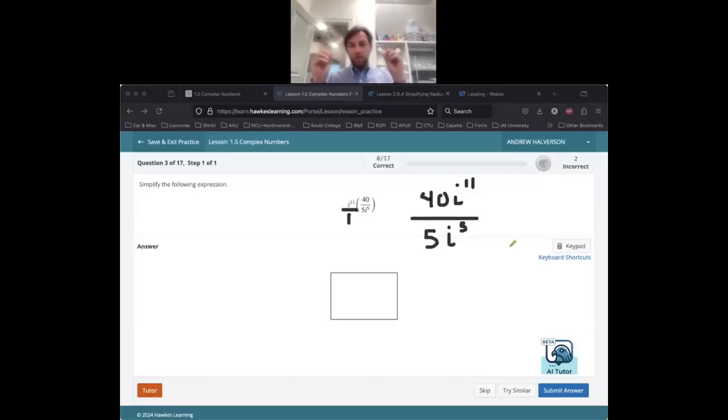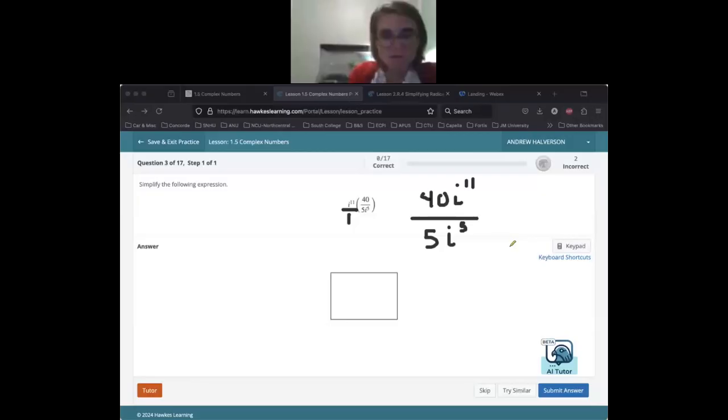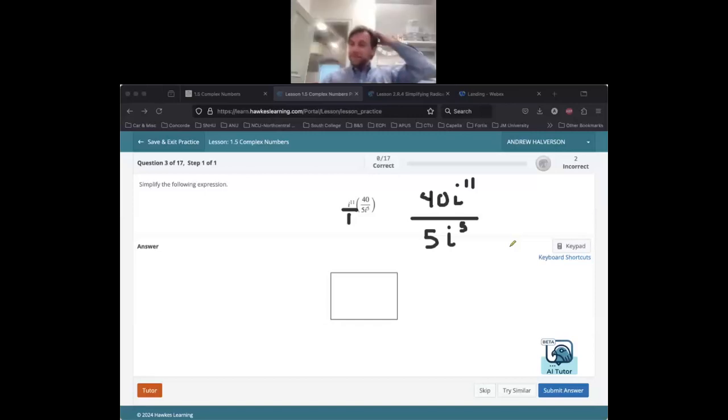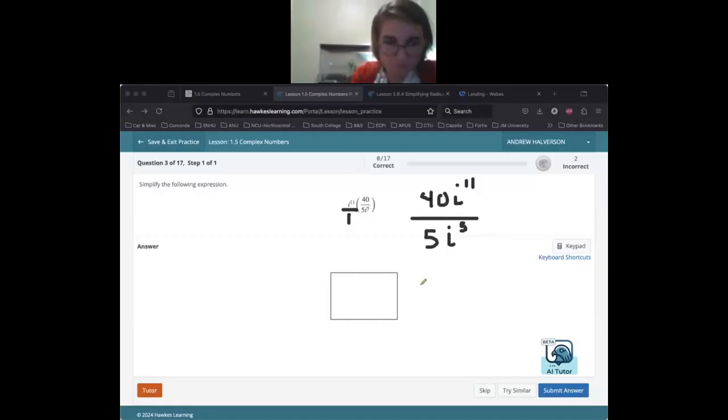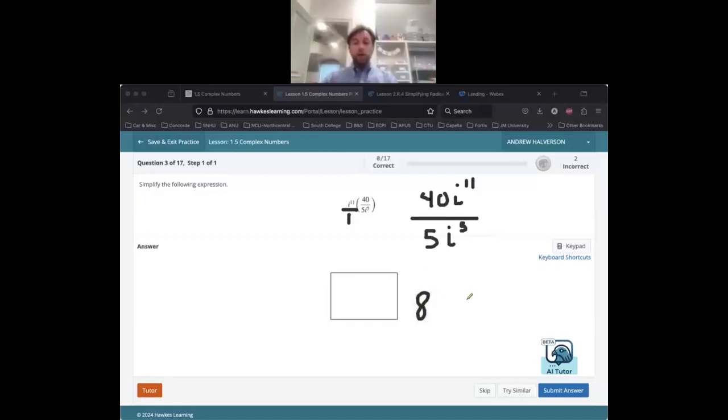Remember the rule? Do you divide 40 by 5 and then subtract the... Yes. That's the quotient rule. So simplify your 40 over 5 like you normally would, and 40 over 5 gives us 8. And what do we do with the i's? What does that become? 6. You subtract the exponents, top minus bottom, giving us I to the 6th.